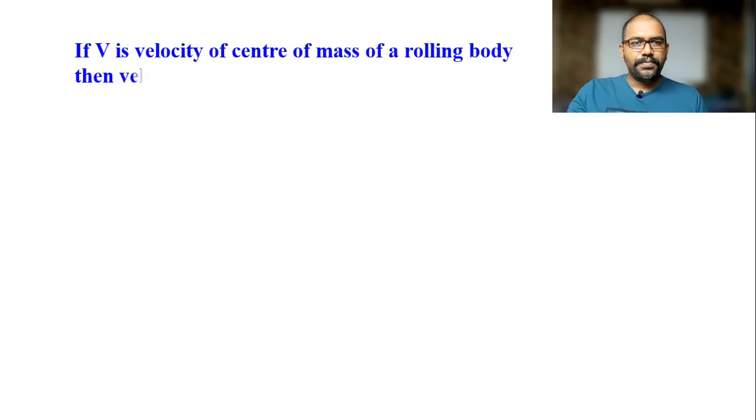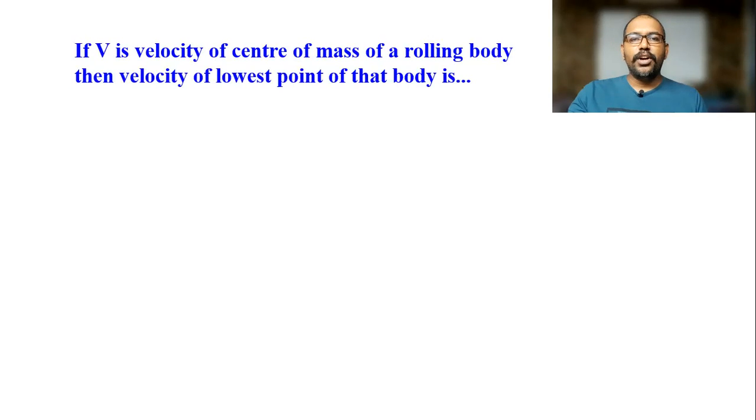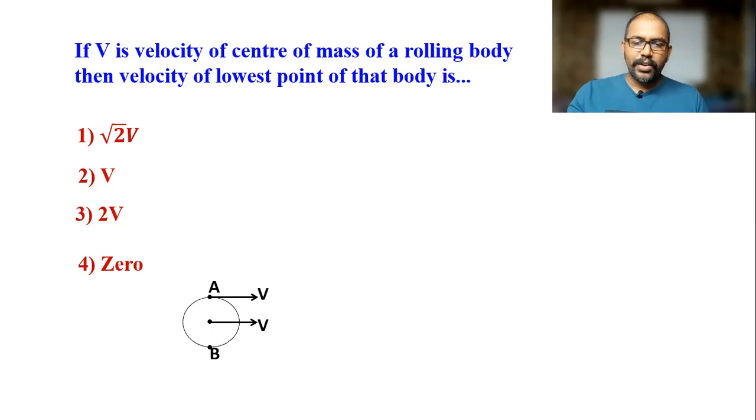Now next one. If v is the velocity of the center of mass of a rolling body, then the velocity of the lowest point of that body is. The options are √2v, v, 2v and 0. Now here you can see the diagram. This body is rolling with velocity v. v is the velocity of this center of mass. And then we have to find the relative velocity of the lowest point.